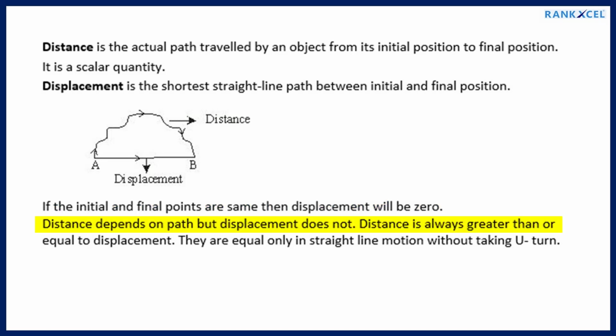Distance depends on path, but displacement does not. Distance is always greater than or equal to displacement. They are equal only in straight line motion without taking a U-turn.